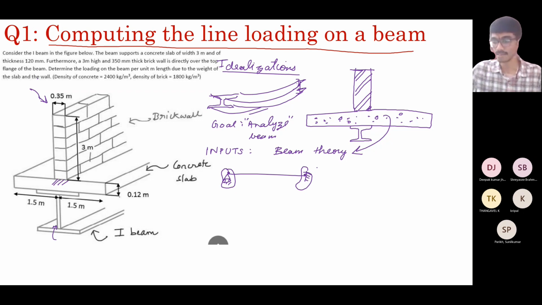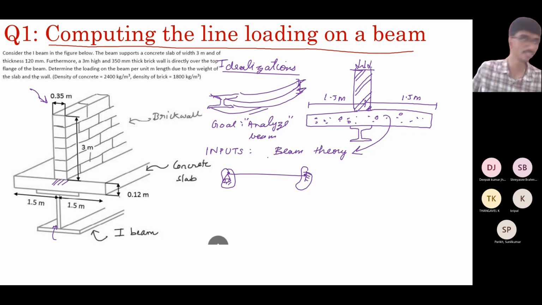What is the other thing that we are idealizing? This load is uniformly applied, and it is of the same length on both sides, 1.5 meters, 1.5 meters. So you can replace this system with a statically equivalent set of forces.